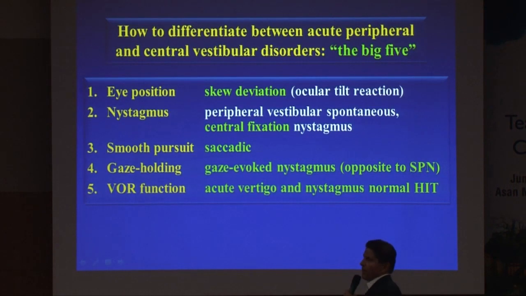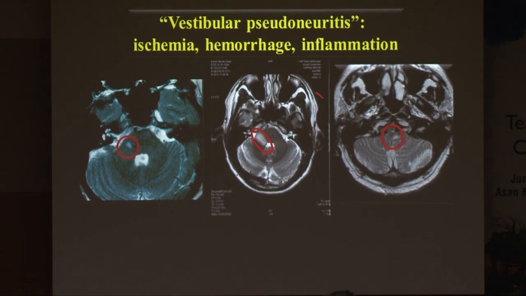Step 1. Step 2, patient comes with acute vertigo. How do you differentiate peripheral from a central lesion? I call that the big five, and we have already described that in 2008 in the first paper on that. So these are the big five: skew deviation, central fixation nystagmus, saccadic smooth pursuit, gaze-evoked nystagmus in the opposite direction of the spontaneous nystagmus, and acute vertigo and nystagmus with a normal head impulse test. And these are the patients we should be scared of because they look like vestibular neuritis, but this patient had multiple sclerosis, this one a brainstem encephalitis, and this an incomplete Wallenberg syndrome due to ischemia.